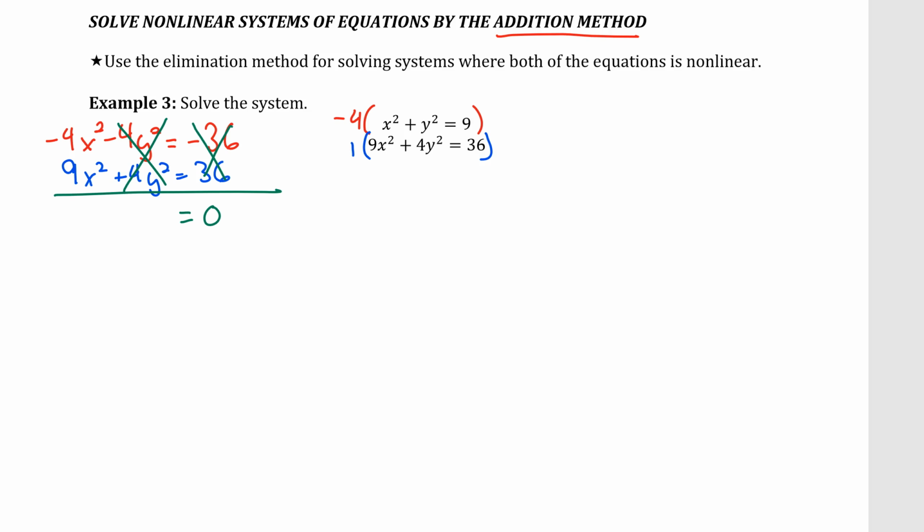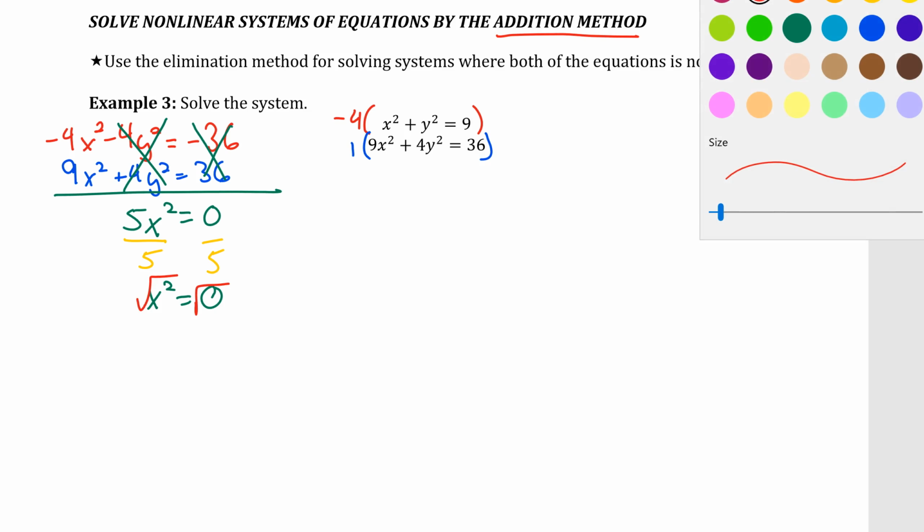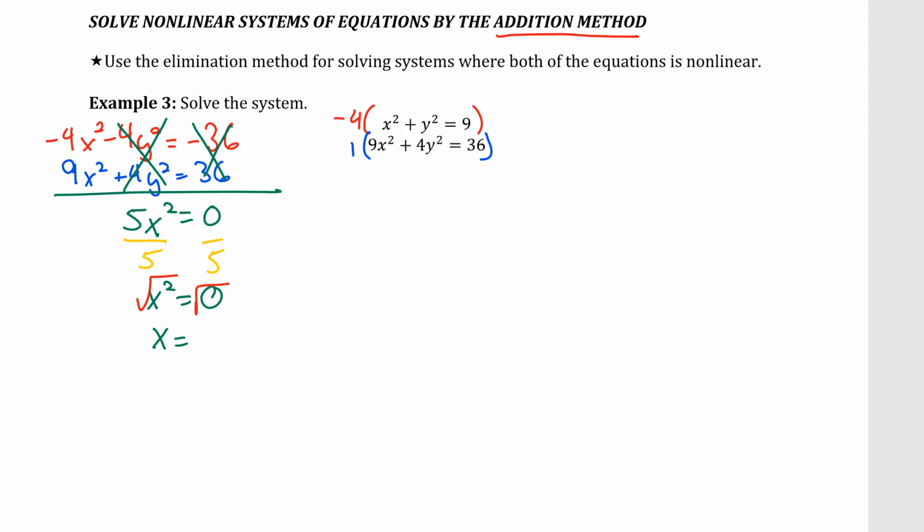So now then, negative 4x squared plus 9x squared gives me 5x squared. I'm going to divide by this 5. So that will leave me that x squared equals 0. Well, normally I take the square root of both sides. What's the square root of 0? It is 0. So I get x is equal to 0. And again, usually I take the plus or minus, but let's think about it. Positive 0 and negative 0, they're the same thing, okay?